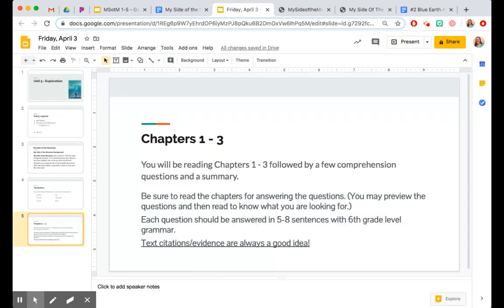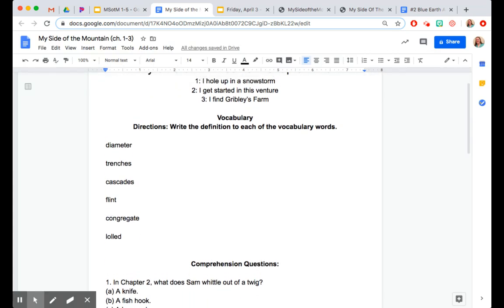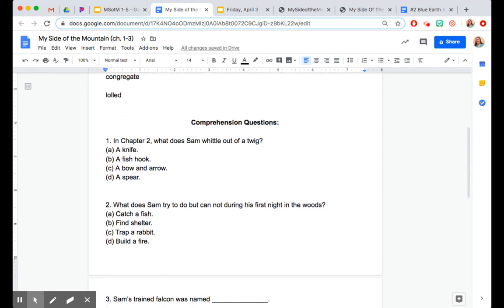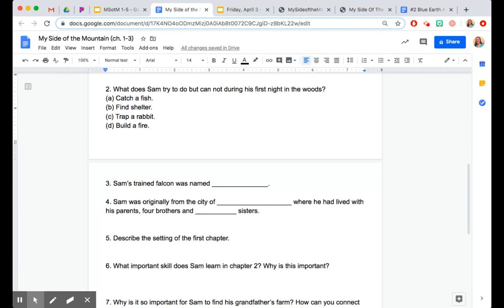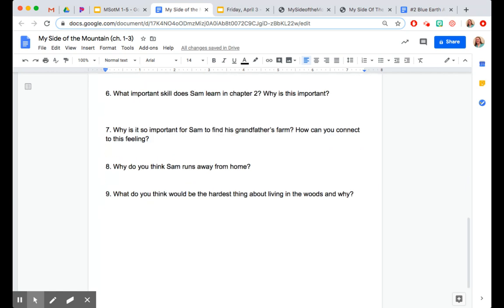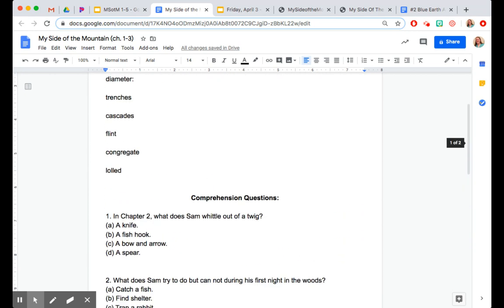Once you are done, then I will have a Google document here that has the vocabulary words. So you'll just be typing in the definition behind. And then same with our comprehension questions. There's a few multiple choice ones, so you can always just select and highlight. There's a few fill in the blanks and then some questions. So the ones towards the bottom are going to be those explaining ones.